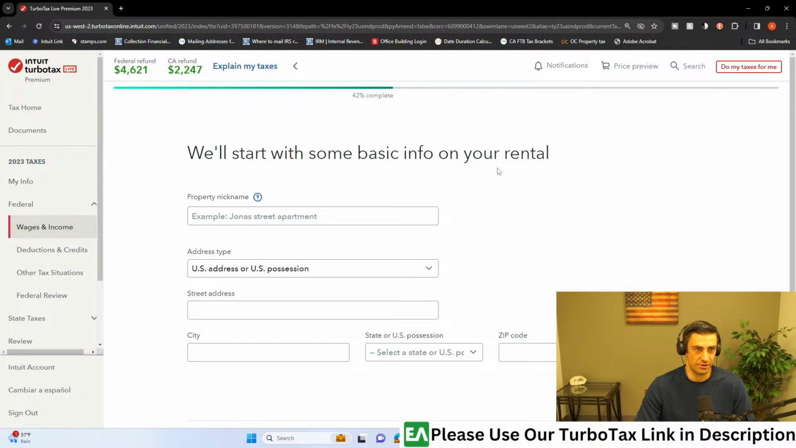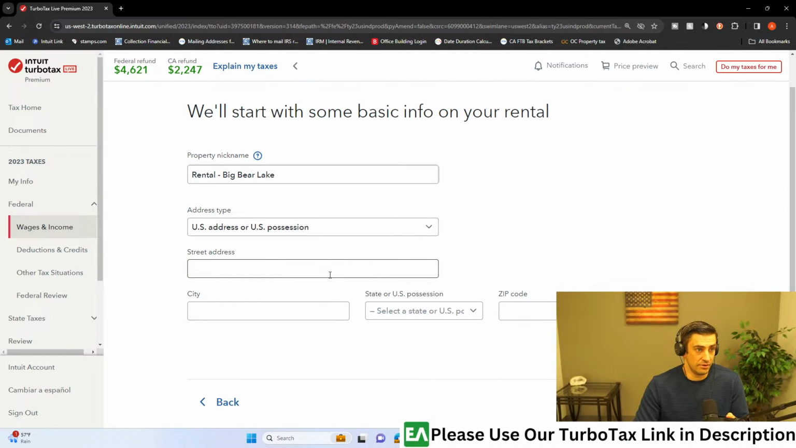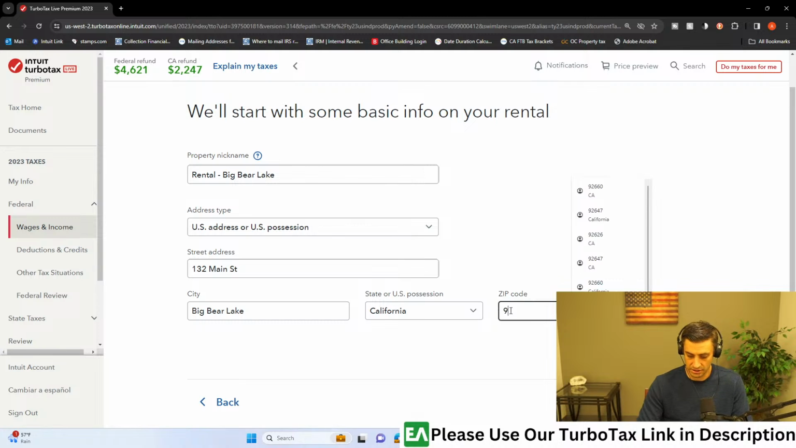We'll start with some basic info on your rental. Let's see, nickname. We'll just say rental property. Let's say Big Bear. That's a big destination here in SoCal. Big Bear Lake. It's like a mountain town up there. People go skiing and stuff. I don't have one, but that'd be cool if I did. 123 Main in Big Bear. Main Street. Big Bear. Oops, Big Bear Lake. I think Big Bear Lake is the name of the thing. Okay, California. I have no idea what the zip code is there, but there we go.